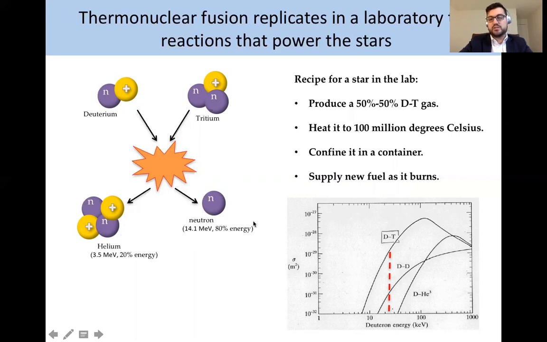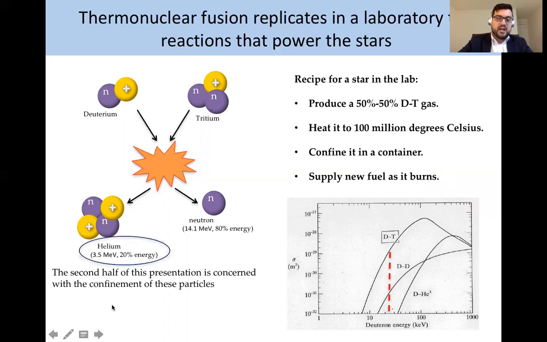The neutron we want eventually to be collected at the walls of a machine and eventually rotate a turbine and generate electricity from there. So the recipe to produce such reactions is essentially start with a 50-50% deuterium-tritium mixture, heat to about 100 million degrees Celsius, confine it in a machine using magnetic fields, and keep supplying fuel as it burns. The second half of this presentation will essentially be concerned with the confinement of the alpha particles and how they excite instabilities in the plasmas.